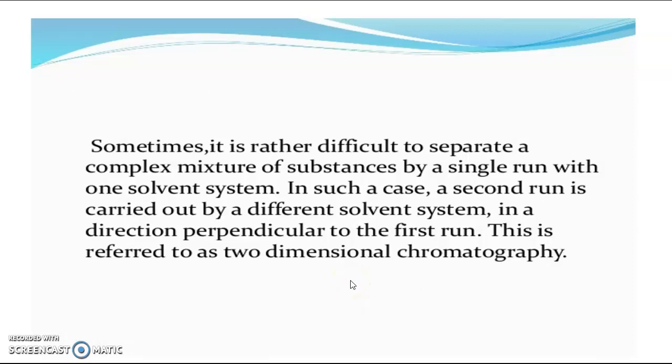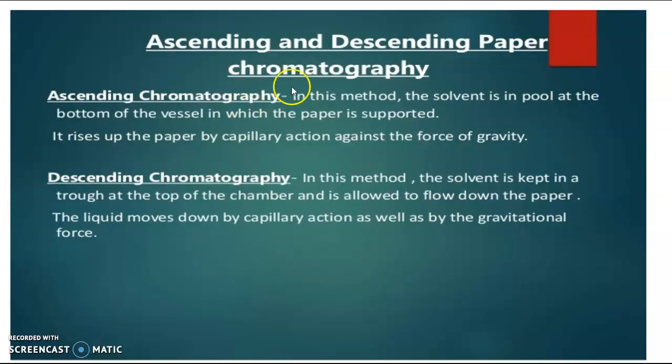Okay, what we will see next is ascending and descending paper chromatography. Ascending chromatography is a method in which the solvent pool is at the bottom of the vessel and the paper is supported. The solvent rises up the paper by capillary action against the gravitational force. This is ascending chromatography.